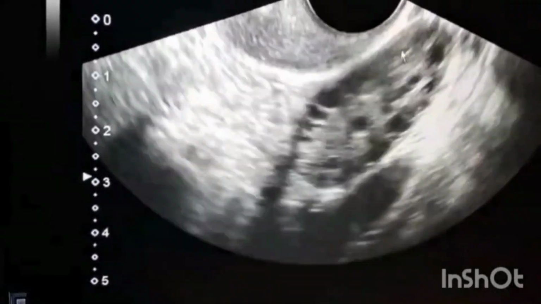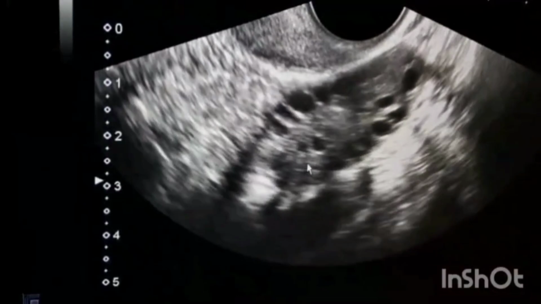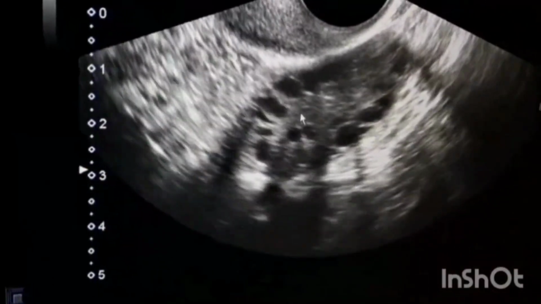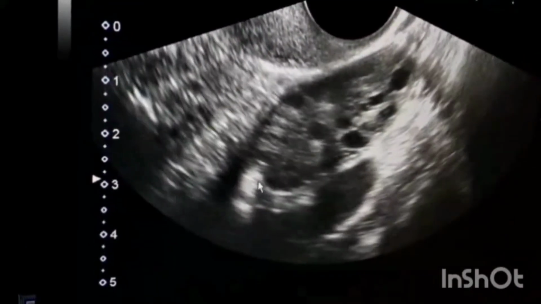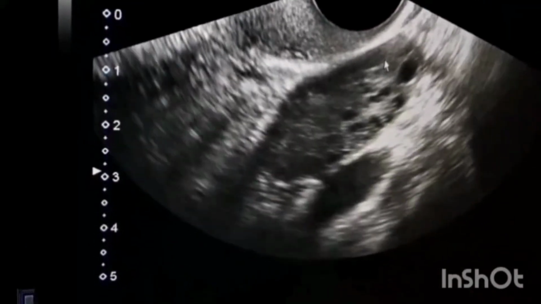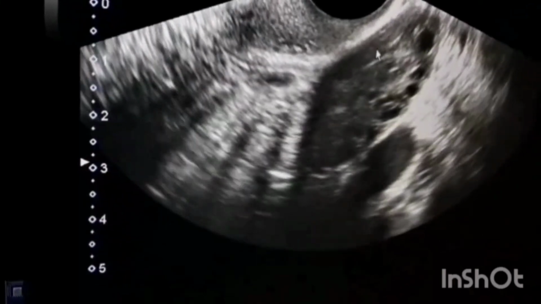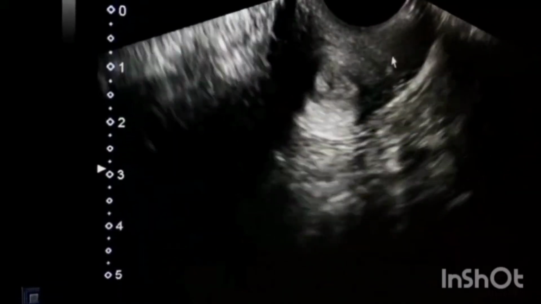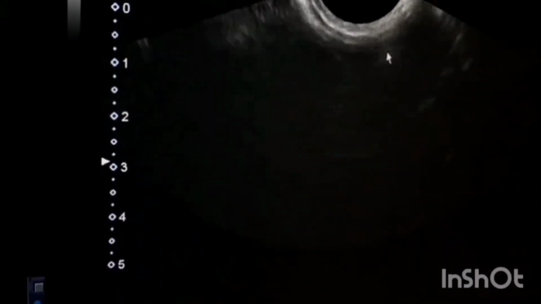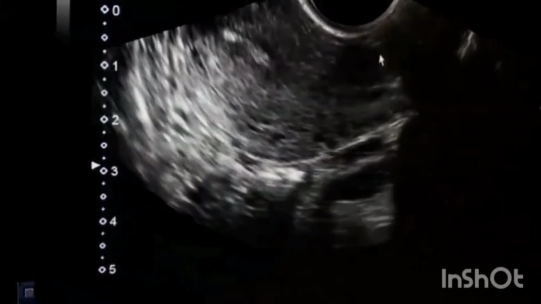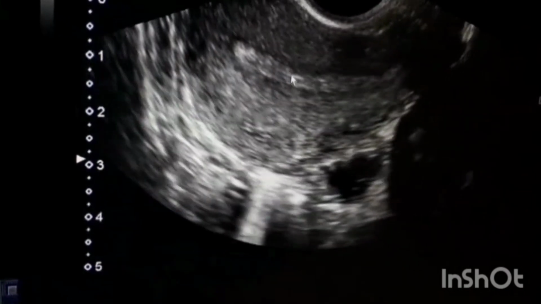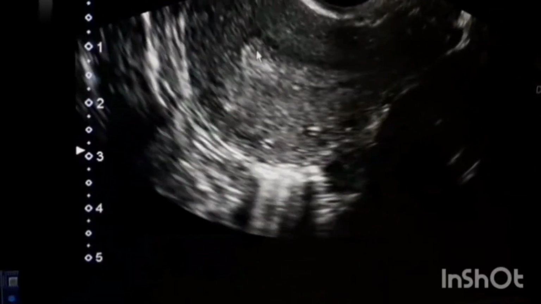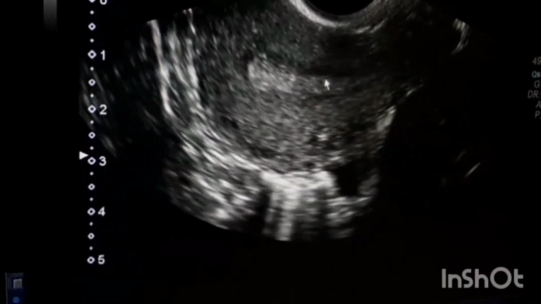This is peripherally arranged follicles. No dominant follicles seen. And in the end, on the transabdominal ultrasound we will see follicles arranged at the periphery. This is a transvaginal scan. Echogenic endometrium. This is echogenic endometrium.